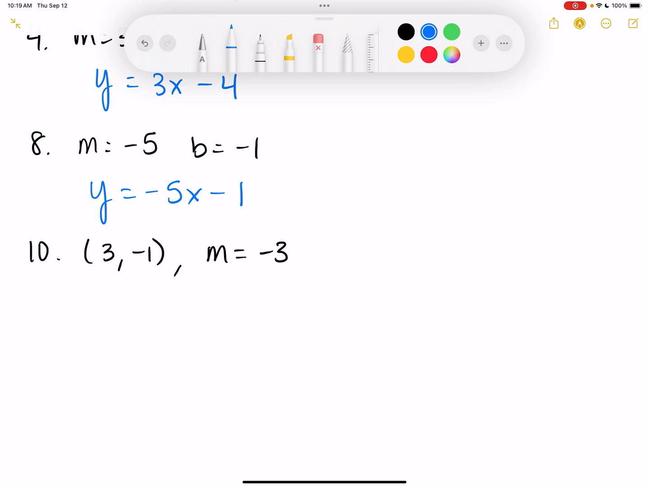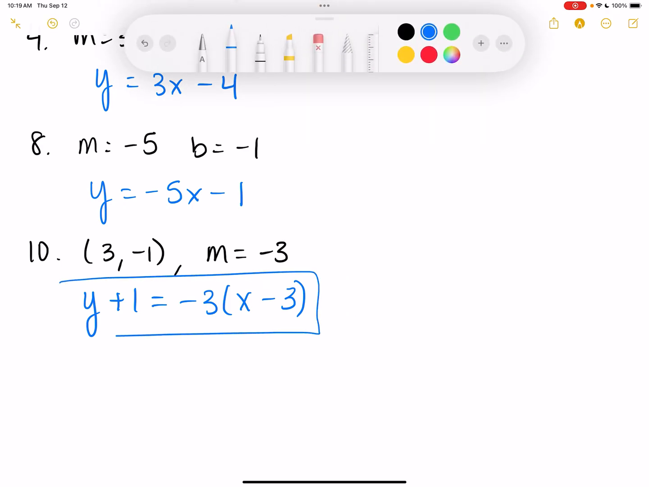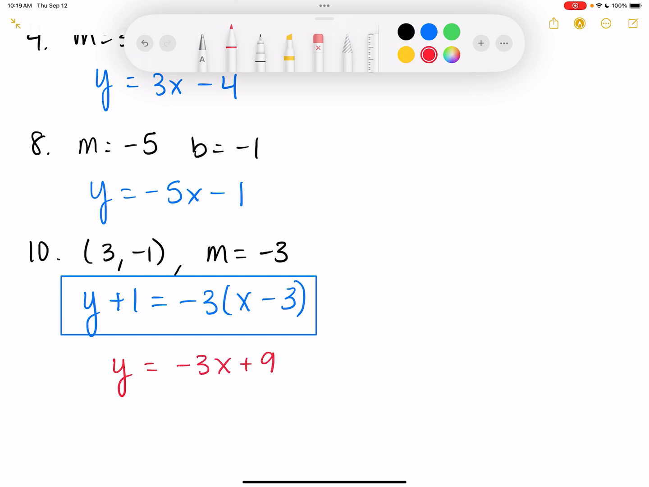So in point-slope form, it is what? Y plus 1 equals -3 times x minus 3. Yep. Remember, y minus y1, but because the y value is negative, it ends up being a plus. It's good that y'all recognize that. And then equals -3 times x minus x1, which is 3. You can either leave it here, or you can keep going and get y equals -3x plus 9 minus 1. So y equals -3x plus 8.